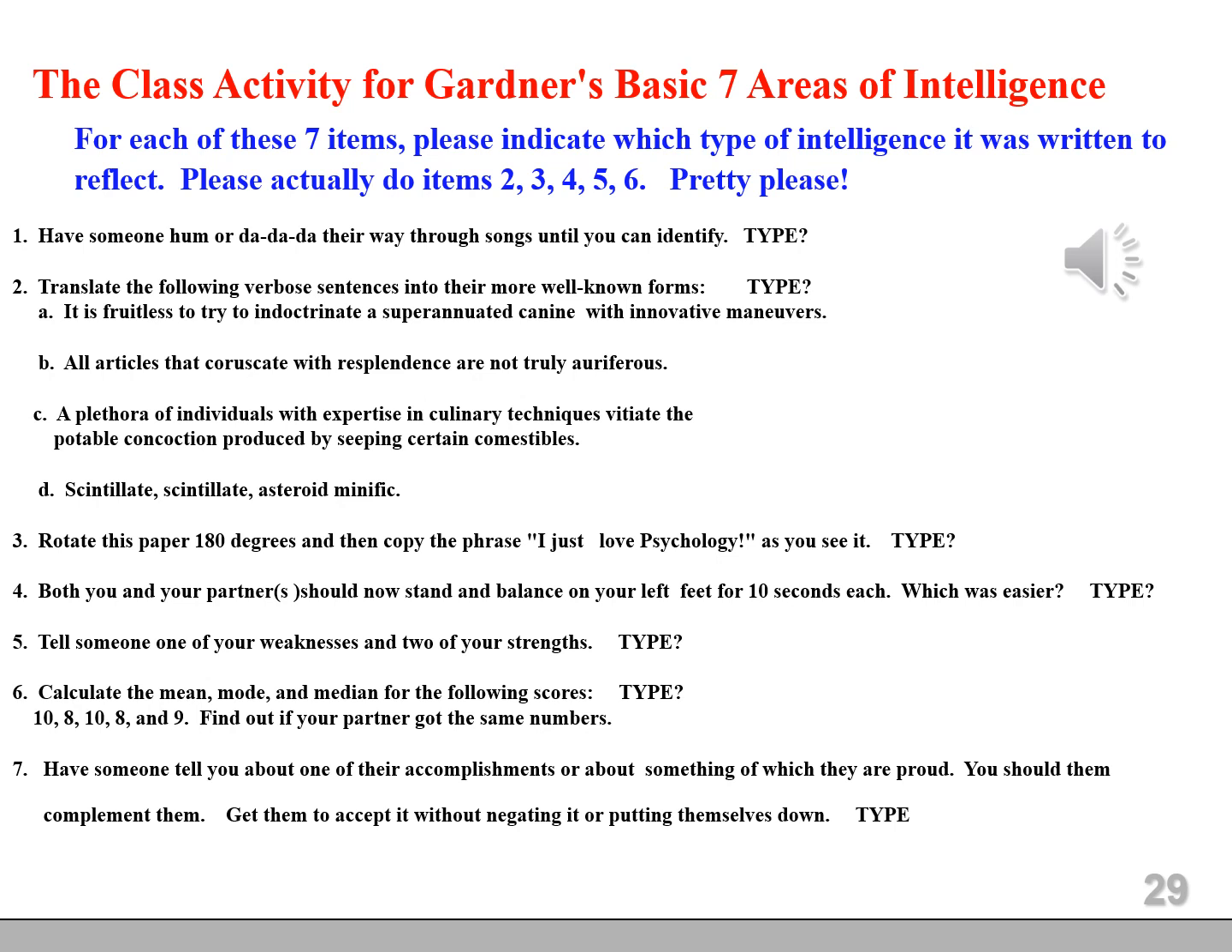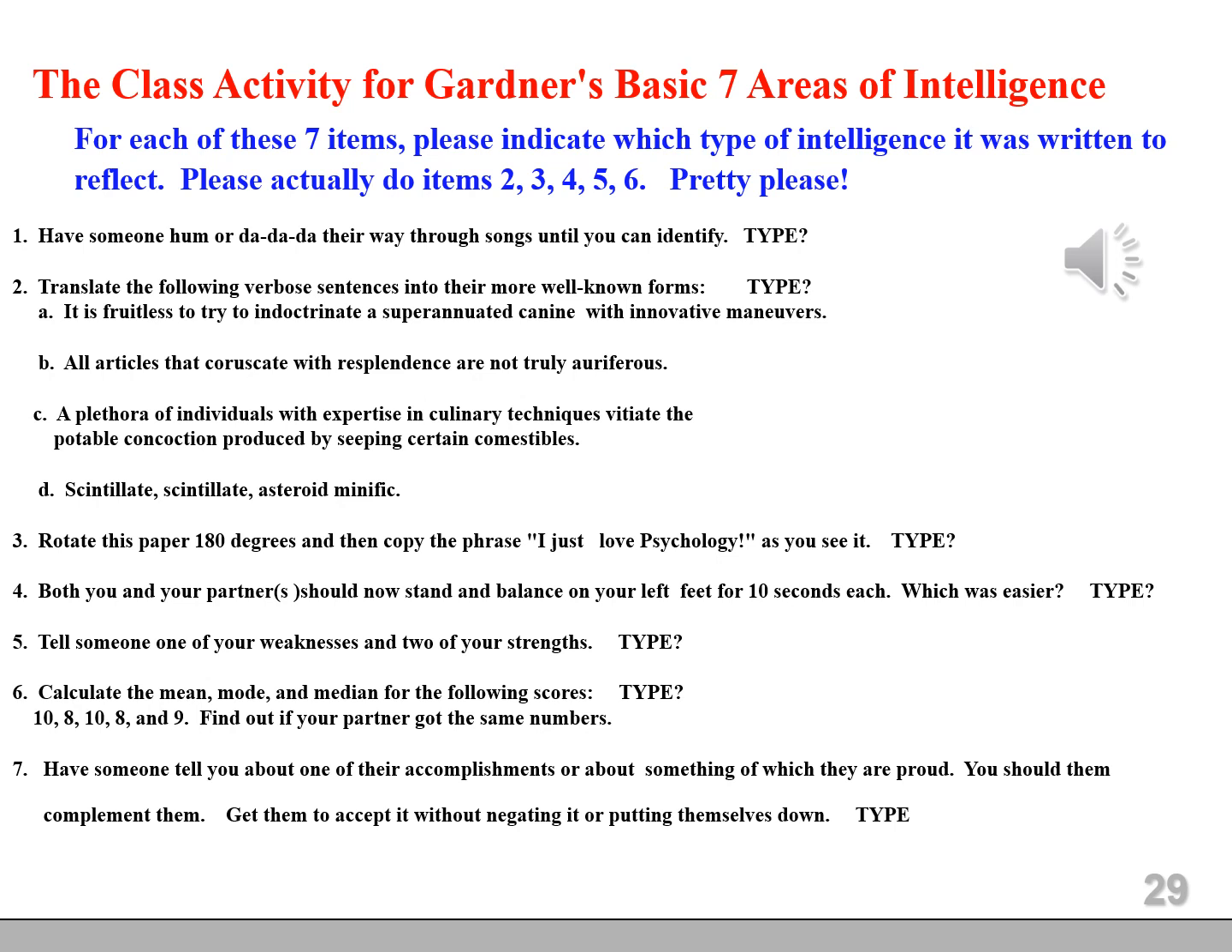D, well, scintillate means twinkle. So twinkle, twinkle, little star. 3, you're rotating your paper. Now you see the letters I love psychology upside down, and you're going to write them upside down as you see them. A difficult task if you do that correctly, and that would be spatial.